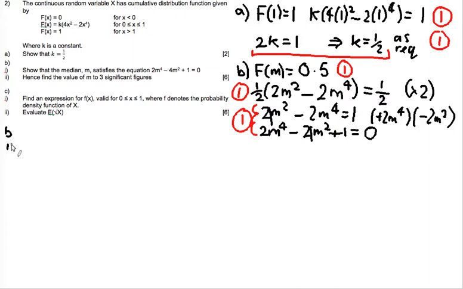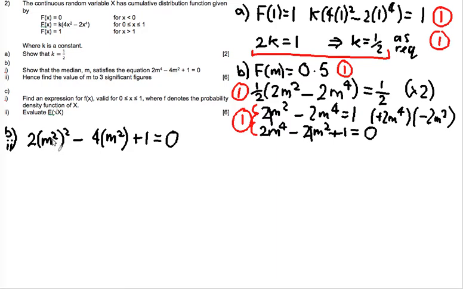So looking at B part 2, we're looking to solve 2m to the power 4 minus 4m squared plus 1. Now hopefully you will have noticed that this is actually 2 lots of (m squared) squared minus 4 lots of m squared plus 1. Now why have I done this? Well, it's a subtle difference. This type of equation is called a quartic because it has the highest power of 4, but because of the way it's set up, it's actually a quadratic in m squared.